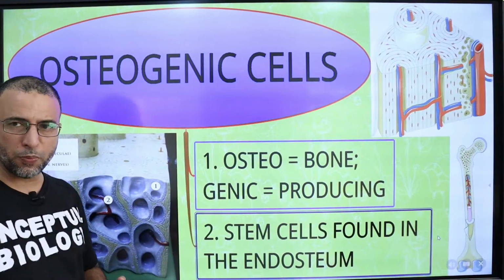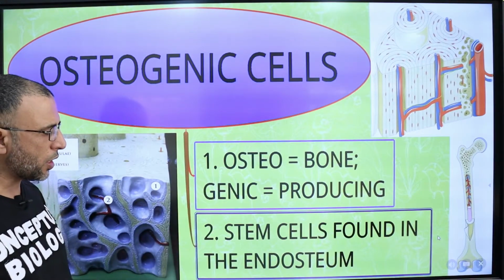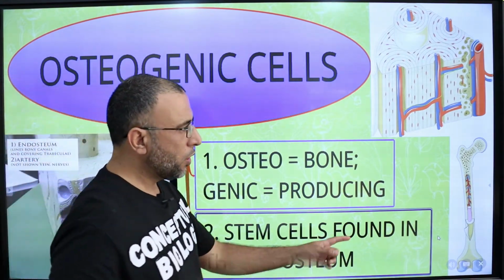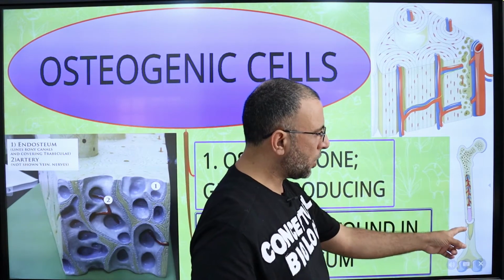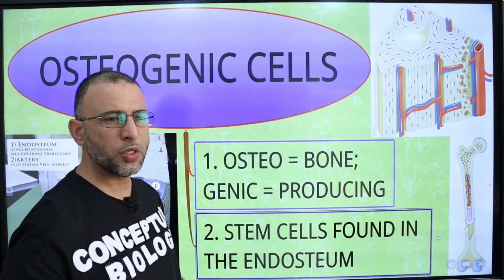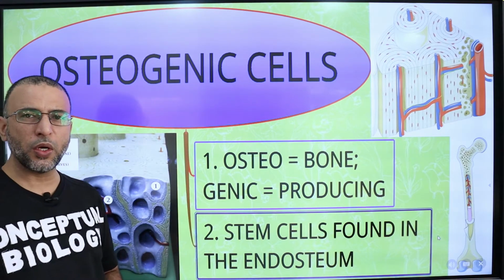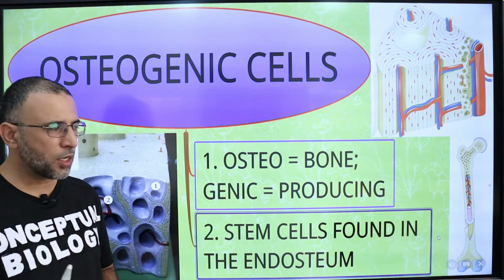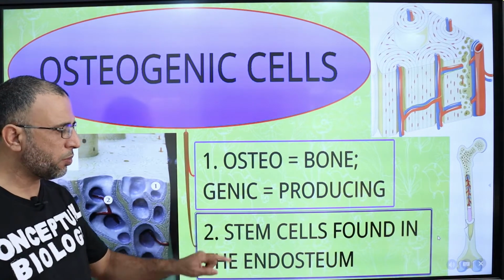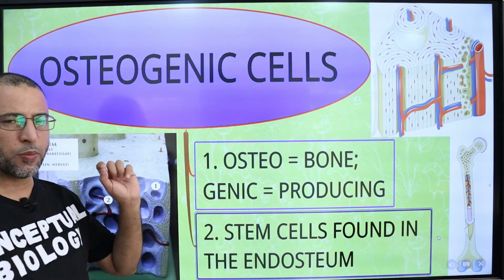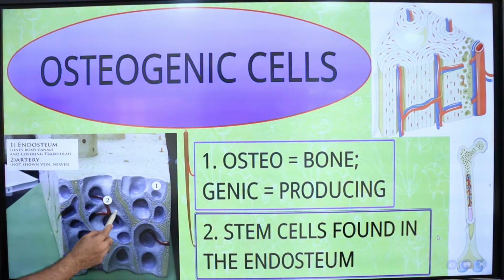Osteogenic cells are bone producing cells. They are stem cells and found in the endosteum. In a long bone, in the center there is a cavity. That cavity is called medullary cavity, and this medullary cavity contains a delicate membranous inner lining, which is called endosteum, and endosteum contains stem cells, which are called osteogenic cells.